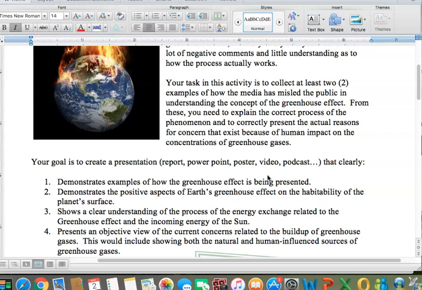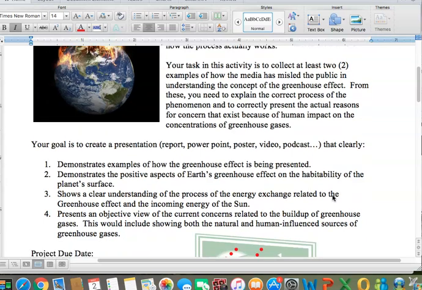Your research also needs to demonstrate the positive aspects of the Earth's greenhouse effect on the habitability of the planet surface. The ability for different animals and species to survive here depends on the positive aspects of the greenhouse effect, and make sure that you do a good job explaining that.